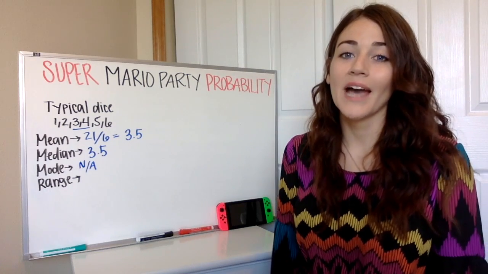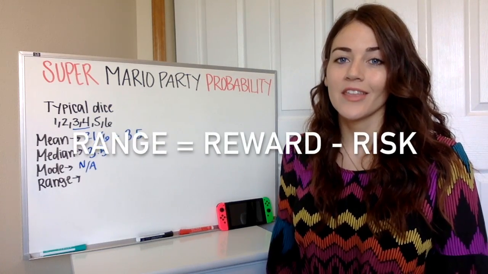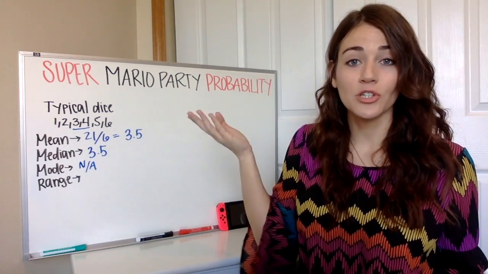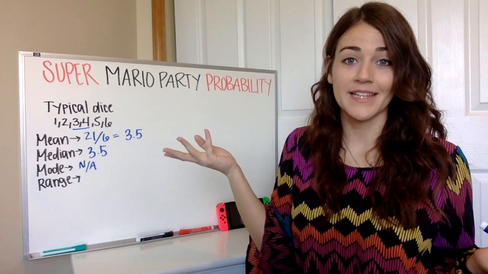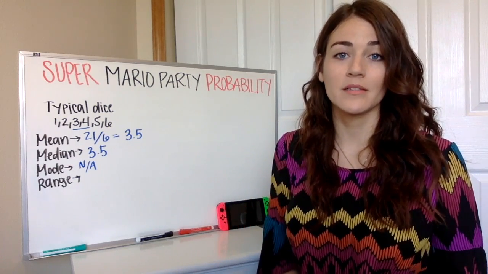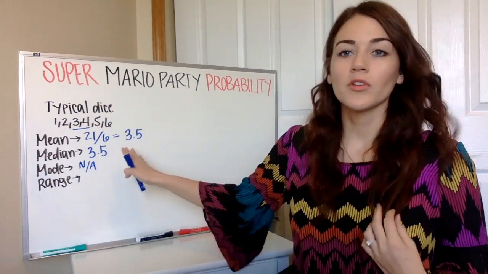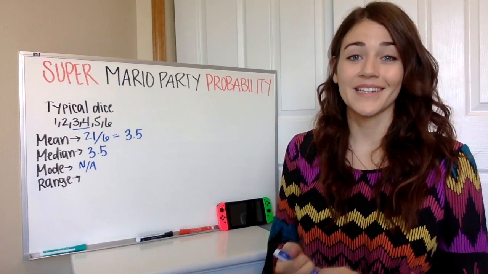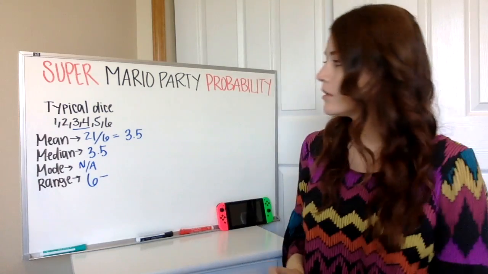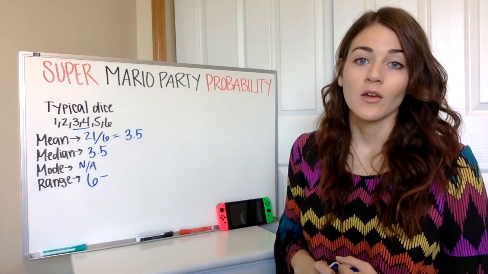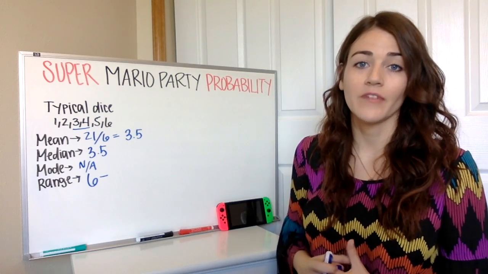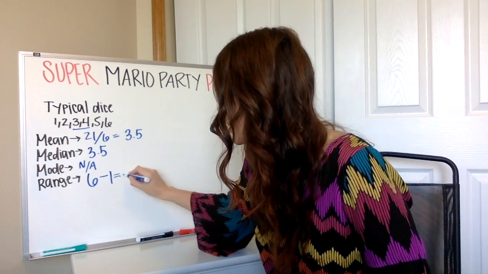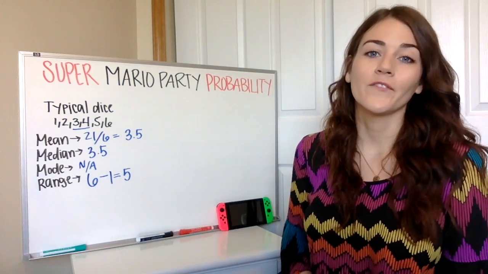And then lastly, we have our range, which I like to think of as our reward minus our risk. It's also important to look at our risk versus reward when we're looking at these dice and choosing which one we think is best. What I mean by that is if I roll this dice, what is the best possible outcome? What is my reward? It's getting a 6. Minus, what is my risk? What is the worst possible thing I could get if I rolled this dice? A 1. So 6 minus 1, we have a range of 5.